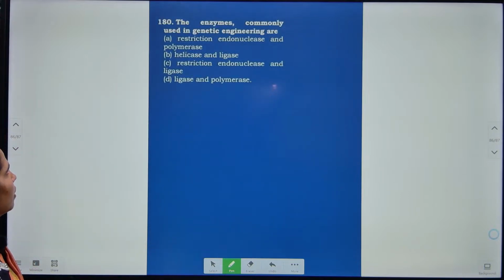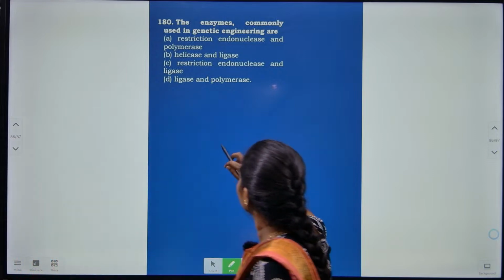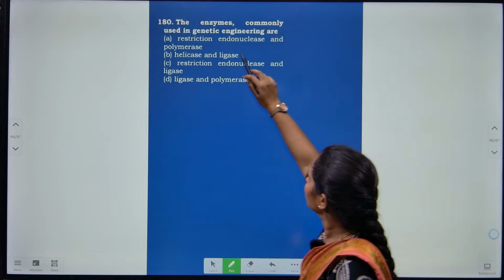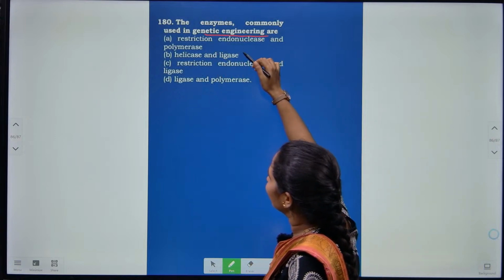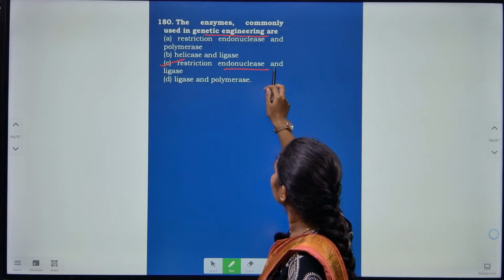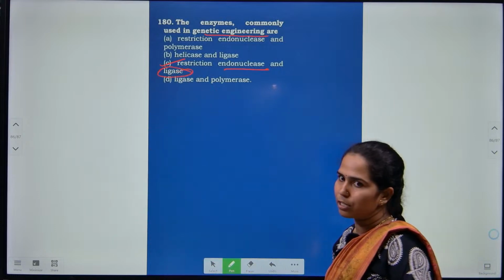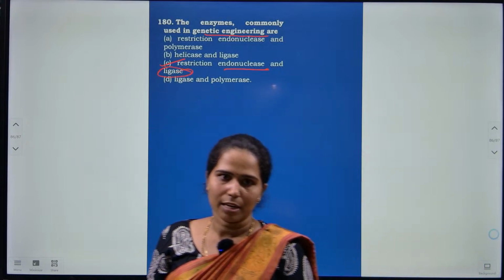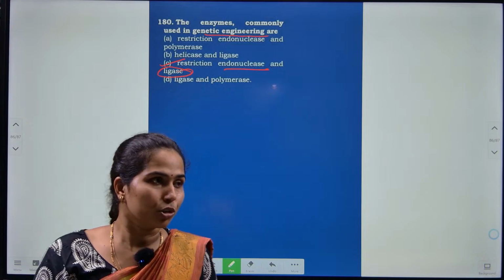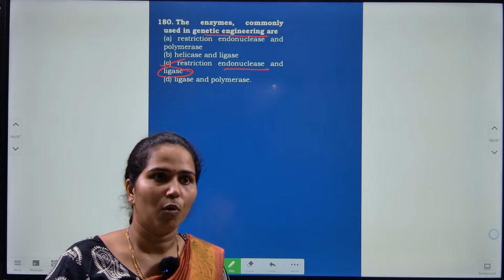Last question. The enzymes commonly used in genetic engineering are, so this is a question from biotechnology here. So enzymes which are used in genetic engineering to cut the DNA at the restricted site, we are going to use the restriction endonuclease, as well as to join it back we are going to use the molecular stitches, that is called the ligase enzyme here. So these are the questions which we have solved today of mock test 3.